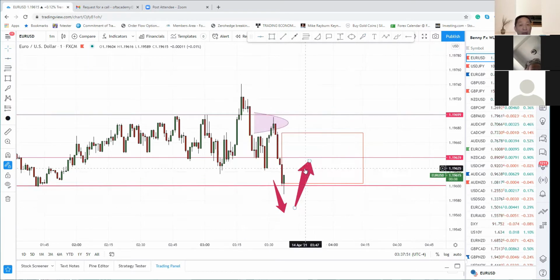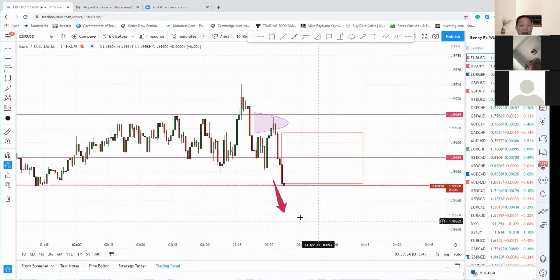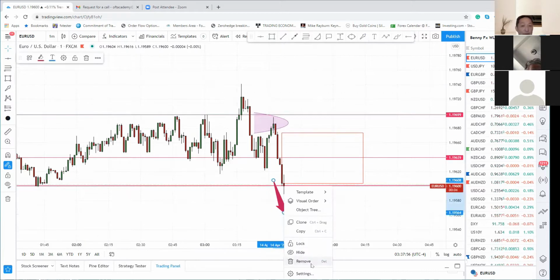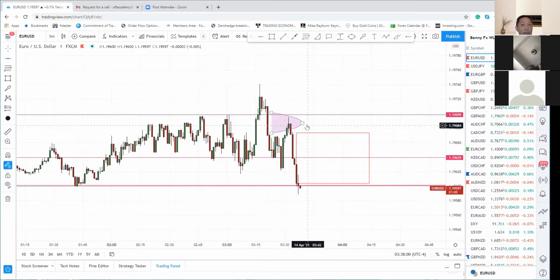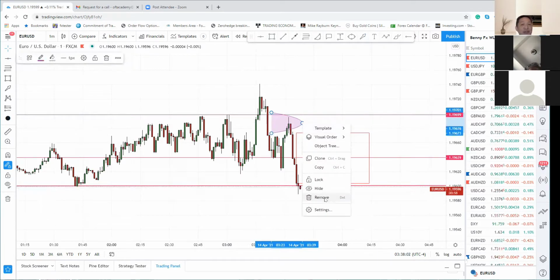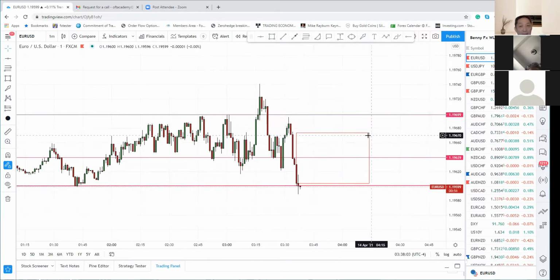Again, I want to re-emphasize, I'm not using such a low time frame for analysis. I'm using such a low time frame to pinpoint my entry. That's all. So this is a gap that will be filled.